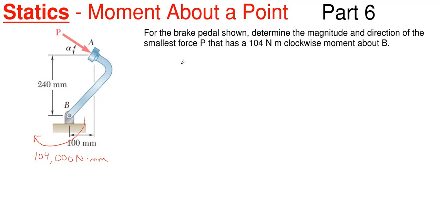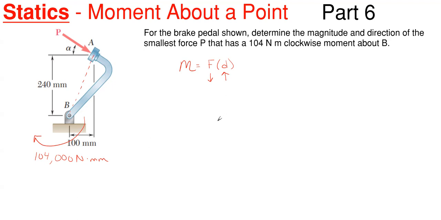So if we look at moment, the equation for moment is force times a perpendicular distance. If we want the smallest force possible, that means we have to use the largest distance possible in order to create that same moment. As our force decreases, our distance must increase to create that same moment. So we have to determine the largest dimension possible that P can have. The largest dimension away from B would be this dimension right here, from B to A, that direct line.